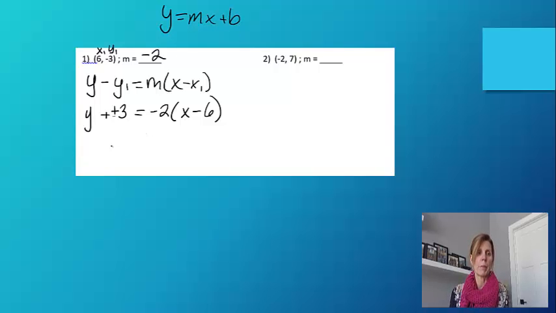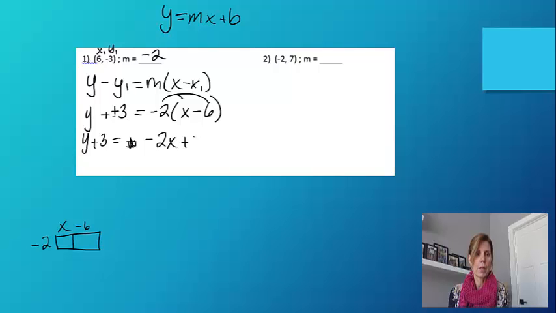So what I'm going to do from here is clean it up. I am going to have y plus 3 is equal to, well, I already have an equal sign. I'm going to distribute this, or I could do an area model. Both of them give me the same answer. So this will become negative 2x plus 12. If I come down here, negative 2 times x is negative 2x. Negative 2 times negative 6 is 12. So either way, we get the same thing.